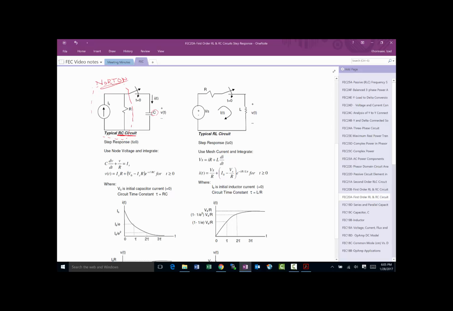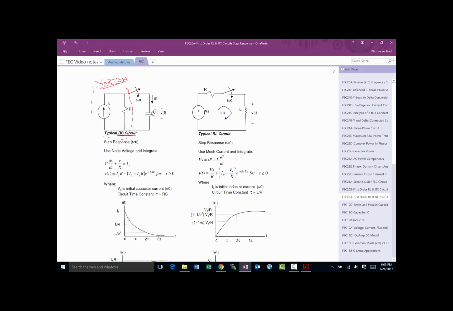So when we are actually solving this problem, in a lot of cases we will try to reduce the rest of the circuit other than the capacitor into a Norton equivalent and plug it in here, so we can take advantage of the equations that we have derived here.